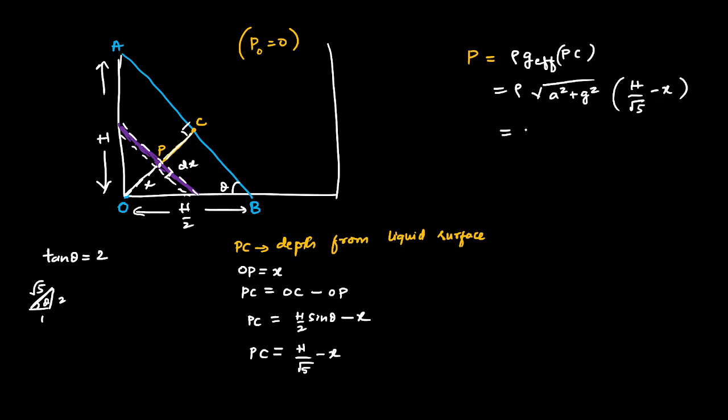Okay. So I'll be writing density as it is. See, acceleration, because acceleration is 2g, no? So we can write this one as g times of root 5 here and h by root 5 minus x. That's what we have here. Okay, root 5 minus x.